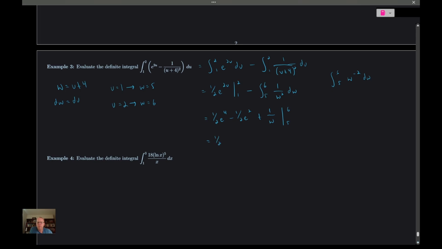So we have 1/2 e to the 4th minus 1/2 e squared plus evaluate at 6, so 1/6 minus evaluate at 5, 1/5. And if we want to combine those, we get 1 over 30, negative 1 over 30. So 1/2 e to the 4th minus 1/2 e squared minus 1/30.